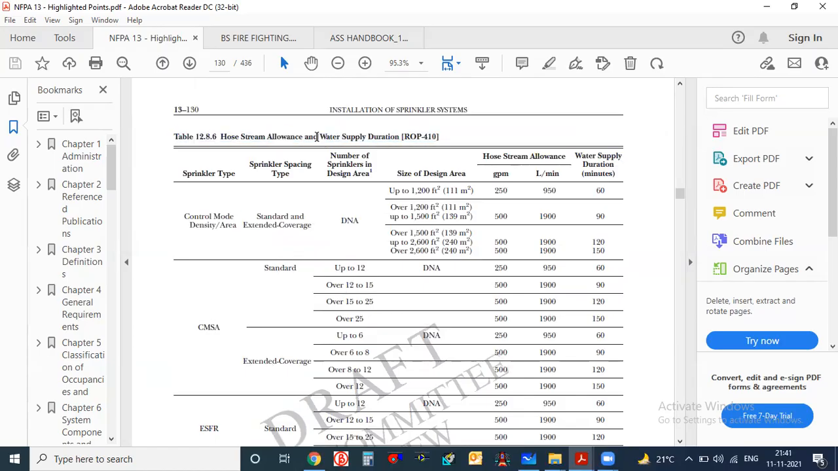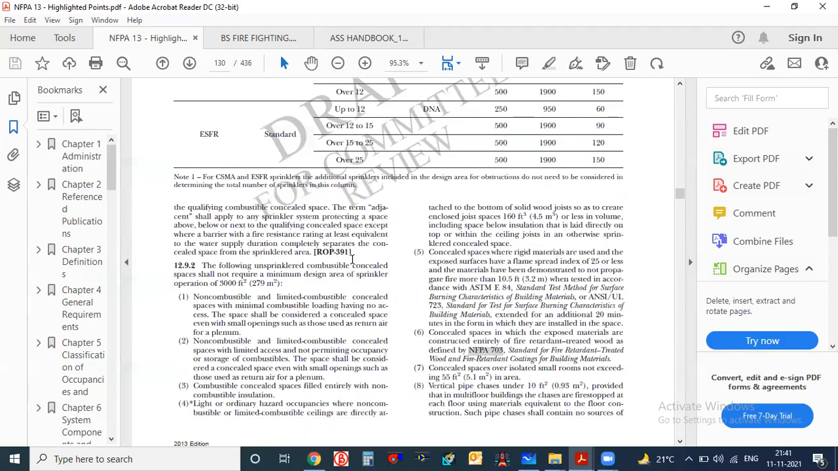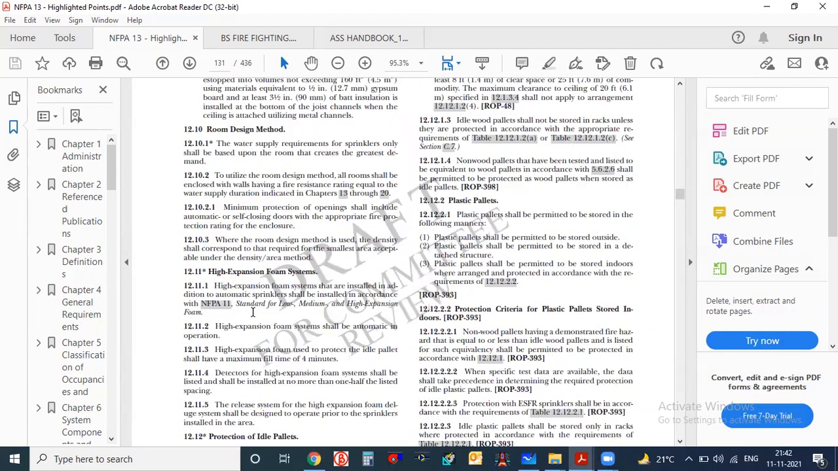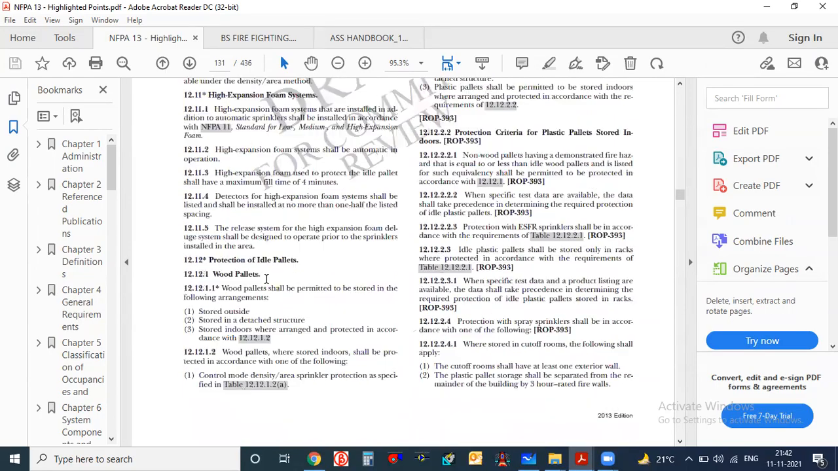Now in the next consecutive tables, you will find that for each and every building, they will give you a table like this. Okay, if you go a little bit down, so many things are written here. You have to just go through that. There is room design, high expansion foam system. They have given about the foam system also, and protection of idle pallets.